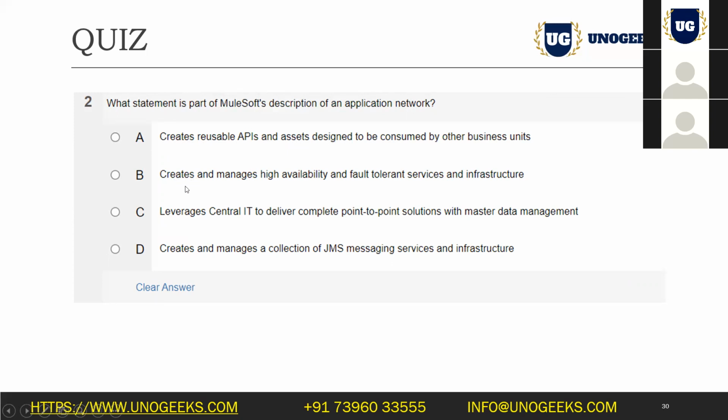The second option states creates and manages high availability and fault tolerance. So this is not what MuleSoft's description of an application network is. Leverages central IT to deliver complete point-to-point solutions with master data management. So no, point-to-point was the previous approach. MuleSoft has changed this approach, so this is also not the answer. The fourth one is creates and manages a collection of JMS messaging services and infrastructure. This is also not what it is doing. So the correct answer is create reusable APIs and assets designed to be consumed by other business units.